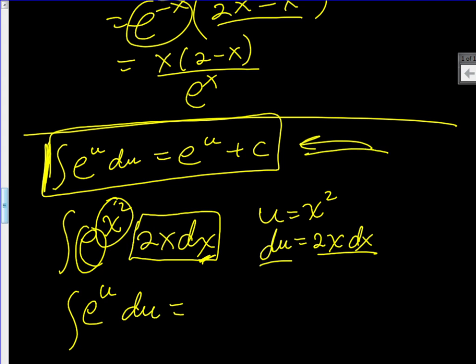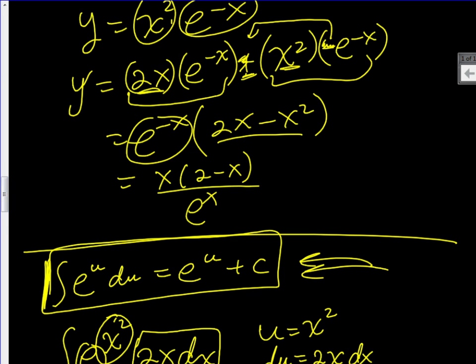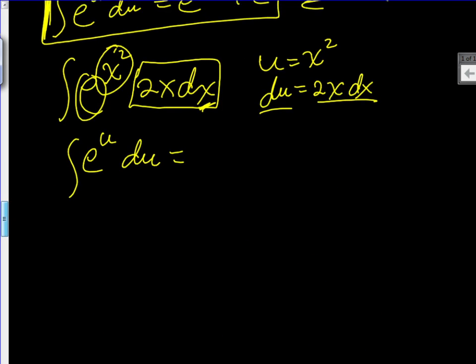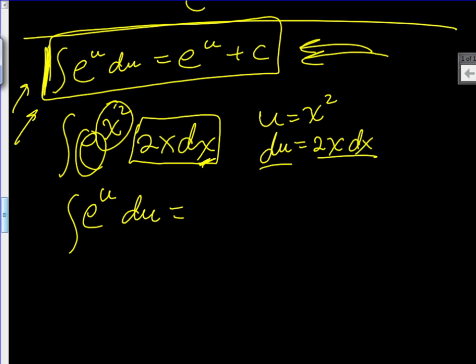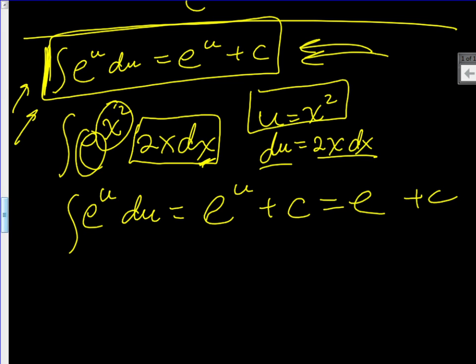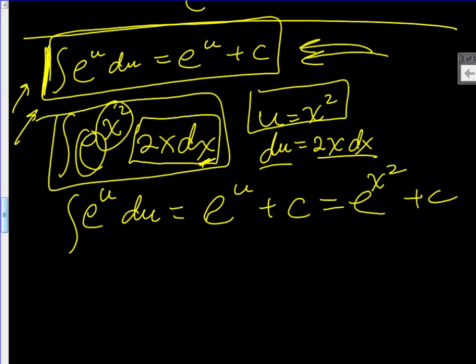But this integral, I know. It's the one that I'm going to memorize. Okay? This is e to the u plus c. Now, don't think you remember what u is. Be sure. Go back and read it off. It's x squared. Okay, so that's the integral. The integral of e to the x squared times 2x dx is e to the x squared plus c.